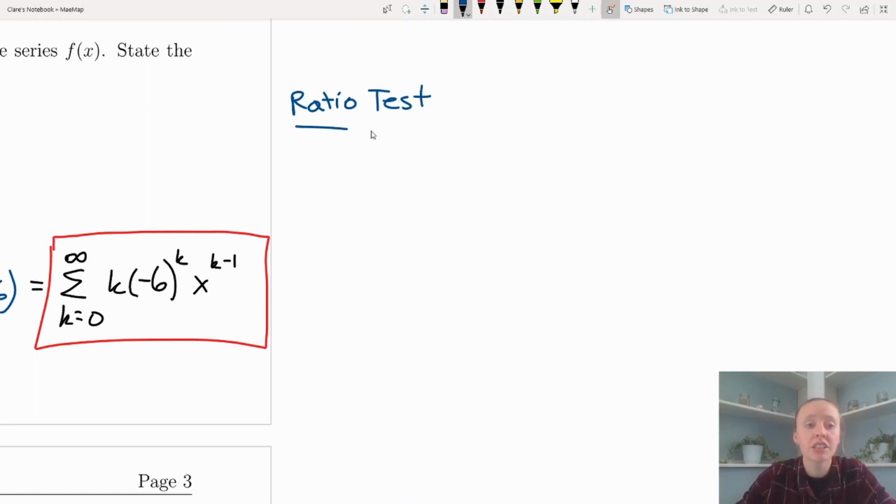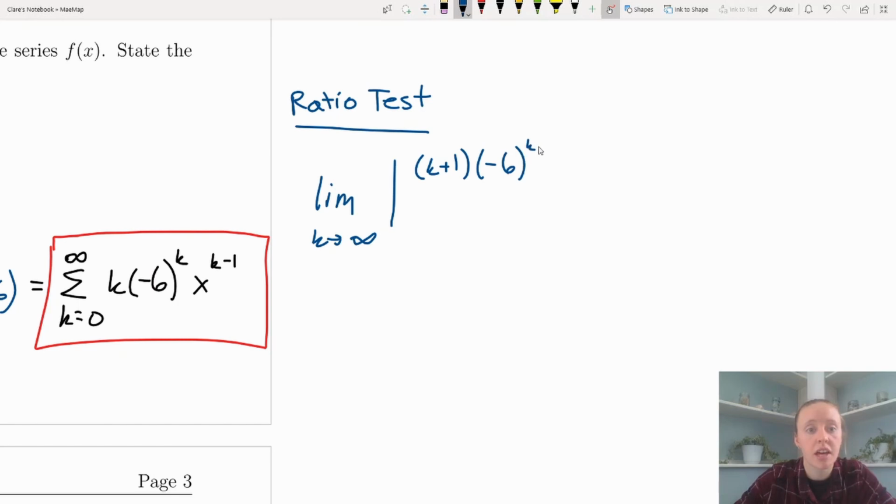Now remember, the ratio test is going to be the limit as k approaches infinity of the absolute value of my a sub k plus 1 over my a sub k. So my a sub k plus 1 is going to be k plus 1 times -6 to the k plus 1 times x to the k plus 1 minus 1, and that's all over k times -6 to the k times x to the k minus 1.